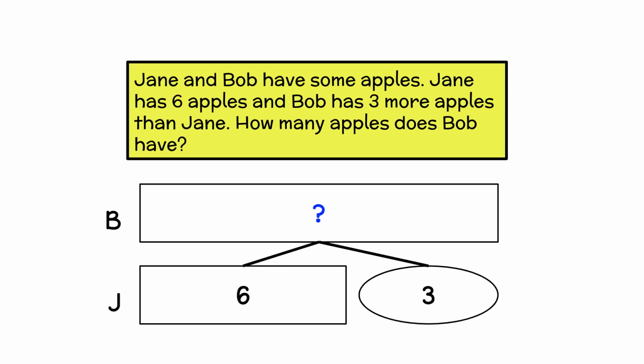Setting up your comparison bars, how many apples does Bob have is the unknown number. That is represented by a question mark at the top. Jane has 6 apples, and we know that Bob has 3 more apples than Jane. So an equation to find out the missing total would be 6 plus 3 equals 9.